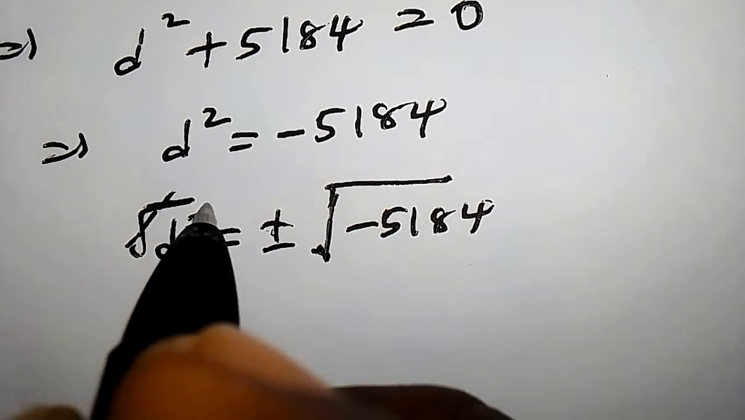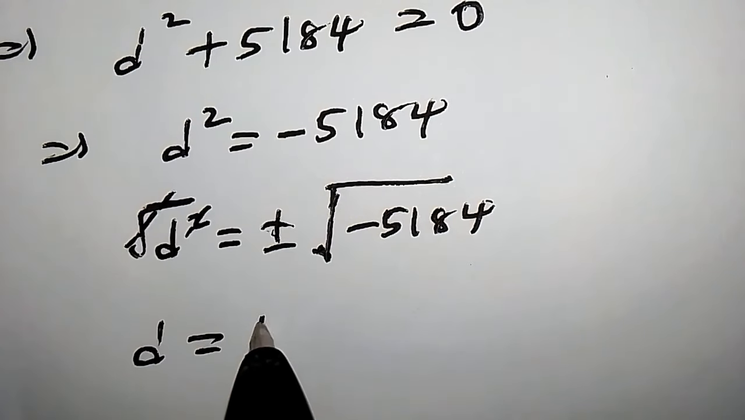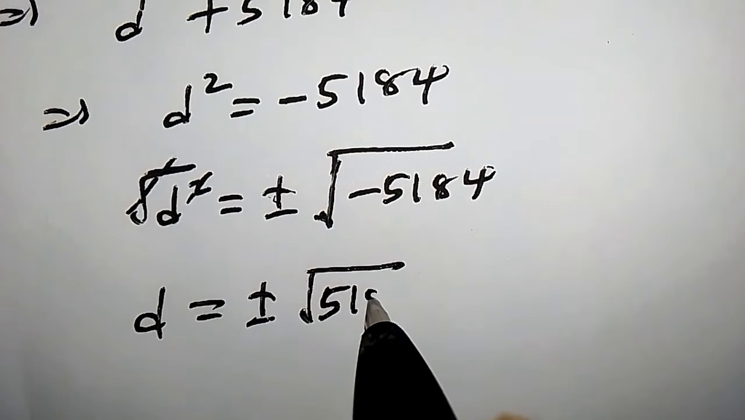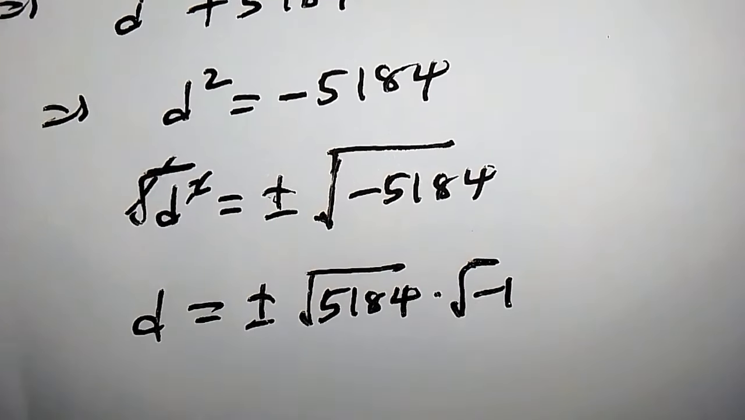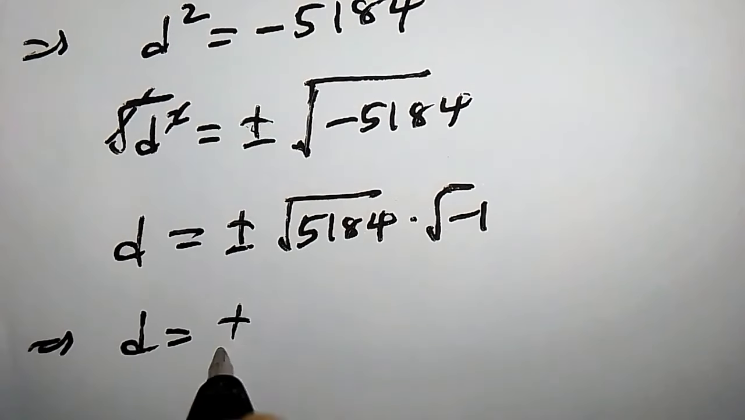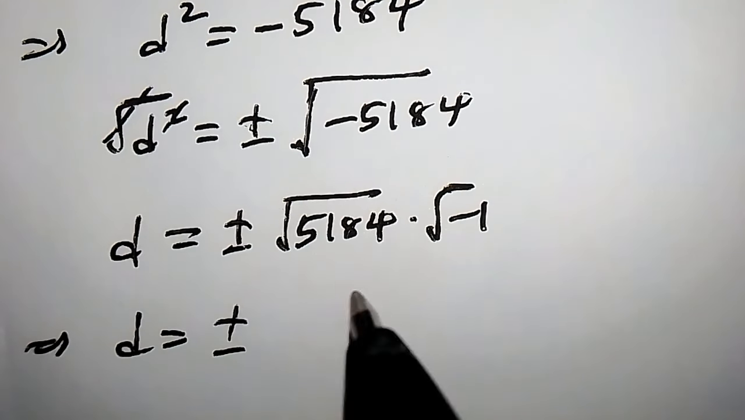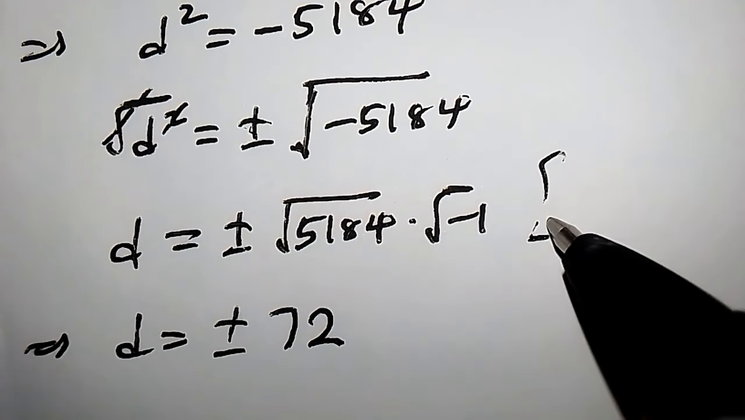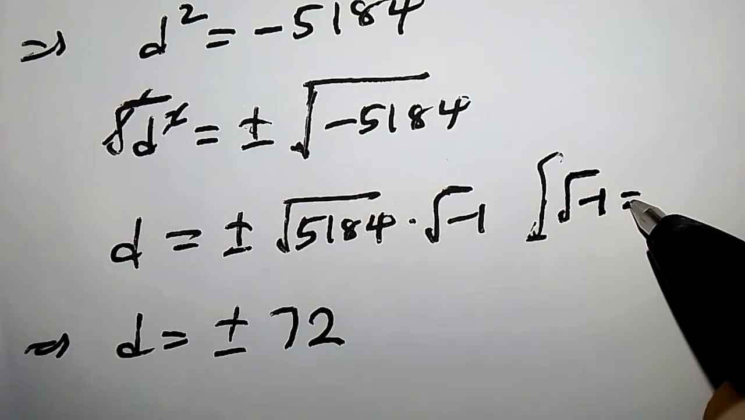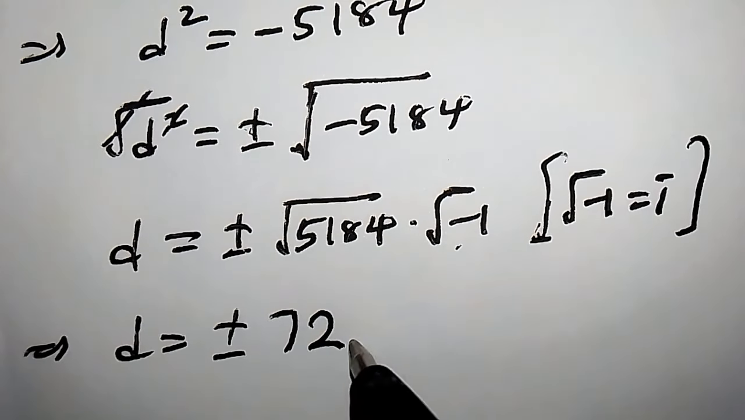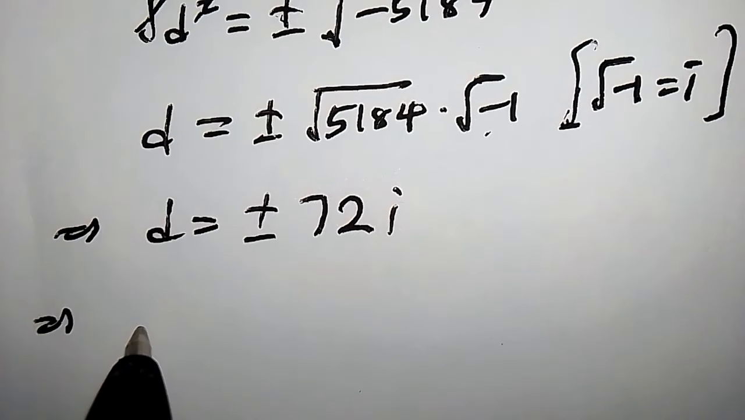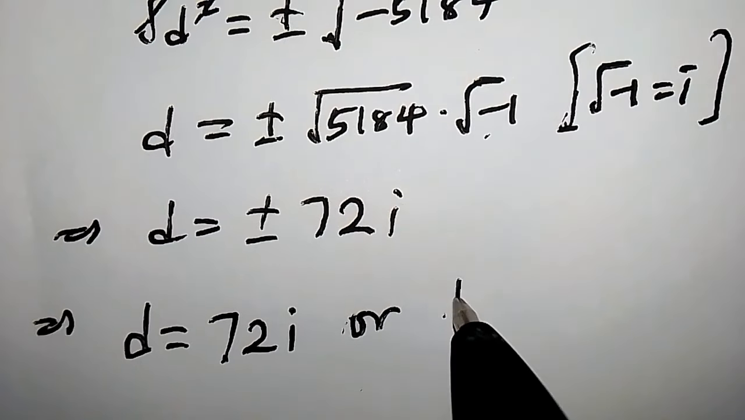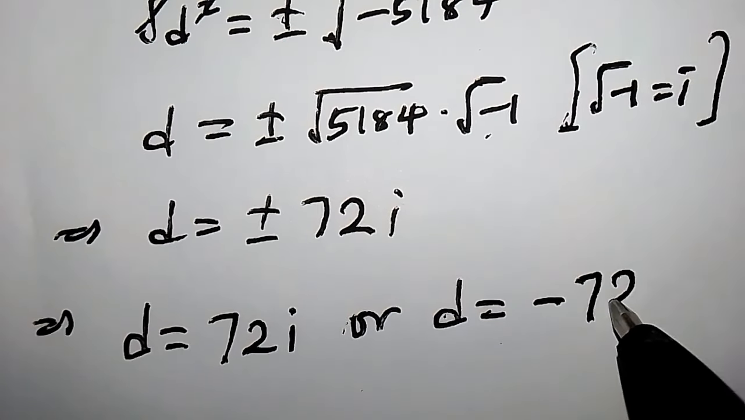Clearly, this square root takes care of this power. We have d equal to plus or minus, this right hand side could be written as square root of 5184 times square root of negative 1. So d is equal to plus or minus, what is square root of 5184? That is simply 72. But don't forget, from the complex number, square root of negative 1 is equal to i. So that means this becomes i. As a result of this, d is equal to 72i, or d is equal to minus 72i.